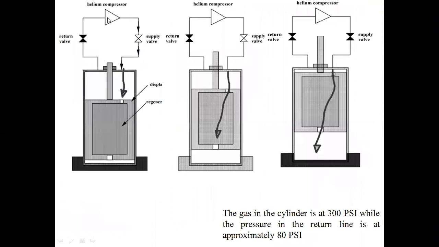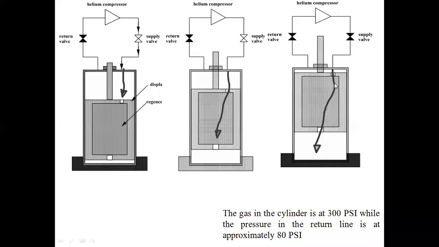Now you can see it here. This is the helium compressor, this is the return valve, and this is the supply valve, and this is nothing but the pump zone. So how is it coming? It is just coming over here. This is the displacer, and this is the regenerator. The centermost portion is called the regenerator. In the second step, you can see it goes through a vent and reaches the bottommost portion.